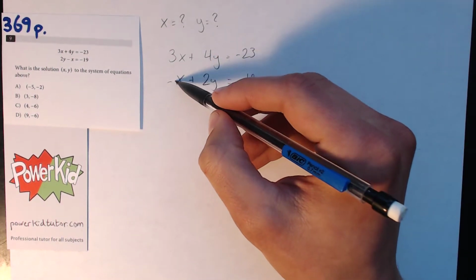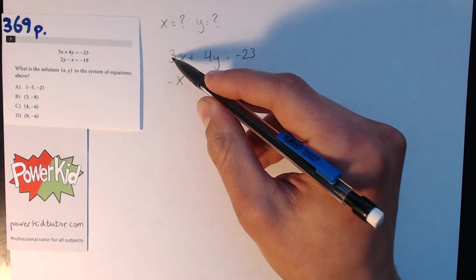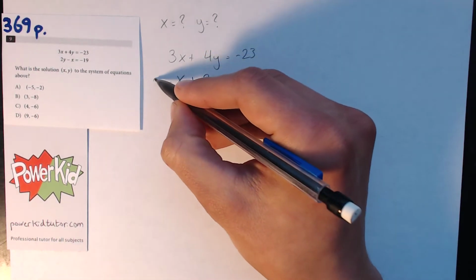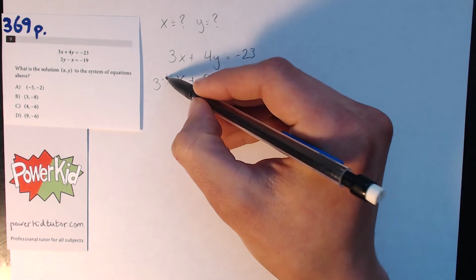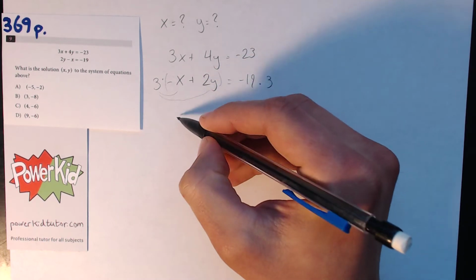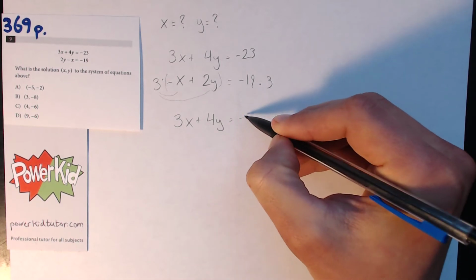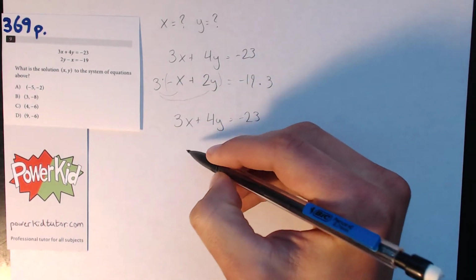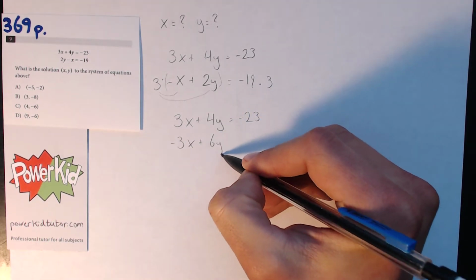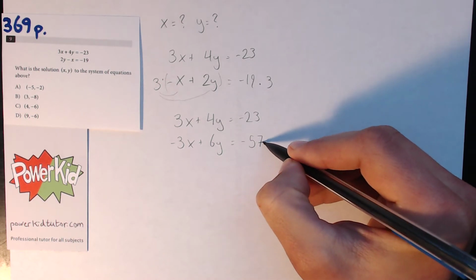So this has a negative x and a positive 3x. I want the coefficient on this x to also equal 3, and you'll see why. So to do that, I'm going to multiply this side of the equation by 3 and this side of the equation by 3, which has these implied parentheses and uses the distributive property. So rewriting everything again, we get 3x plus 4y equals negative 23. And after doing this distribution, we get negative 3x plus 6y equals negative 57.